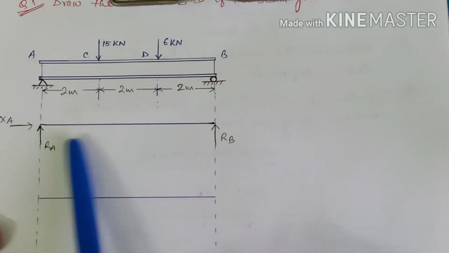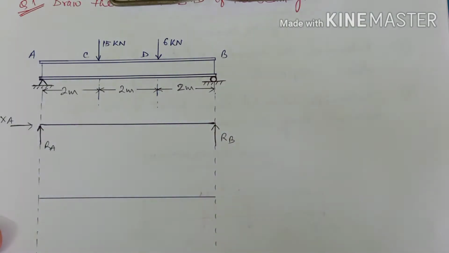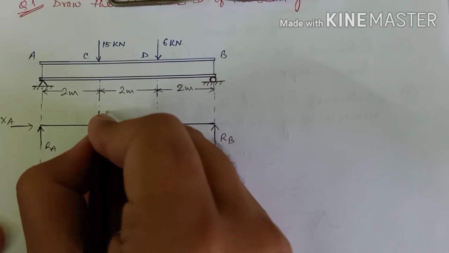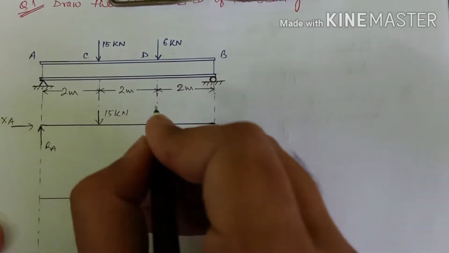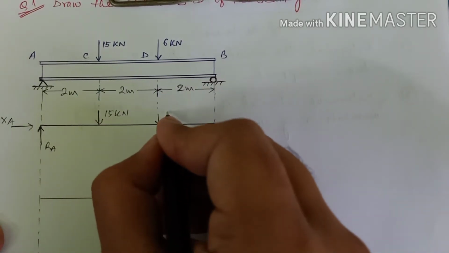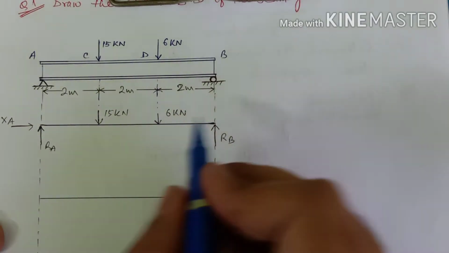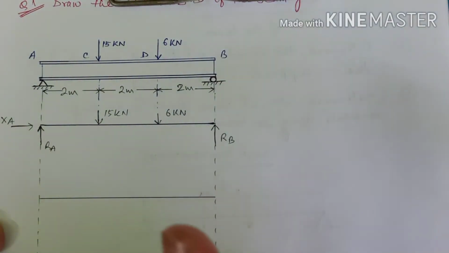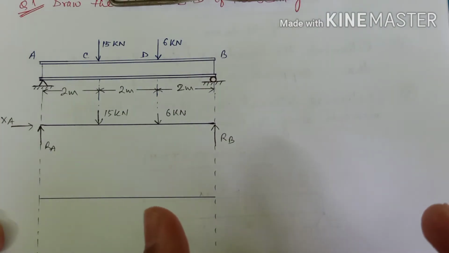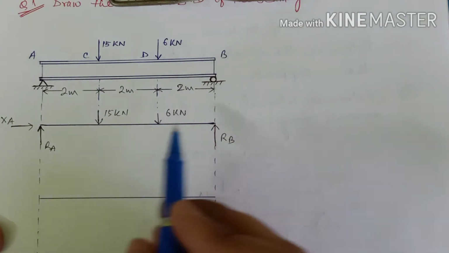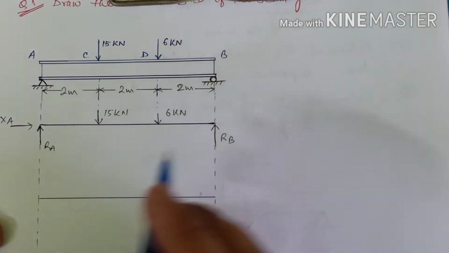Now, what are the other forces which are acting here? At point B you have 15 kilonewton, and at point D we have 6 kilonewton. So we can apply the equilibrium equations. The first step is to find the values of RA and RB, the reactions at A and B. For that we will use the equilibrium equations.